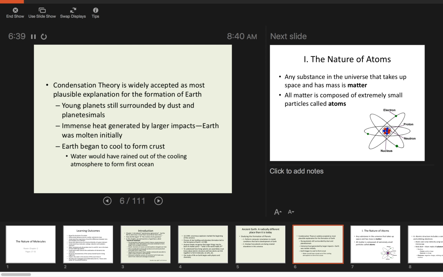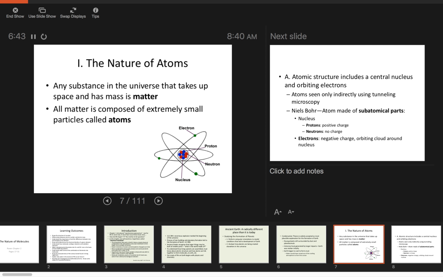So, a little break from the story of Earth, and let's jump into the nature of atoms. Anything that takes up space and has mass is matter. I always like to tell the cheesy joke, you guys matter. You guys take up space, you have mass, you matter.